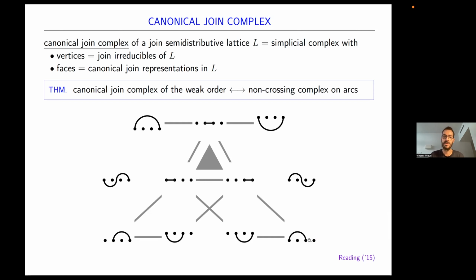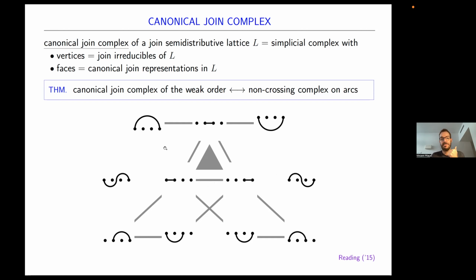And so Reading proves what we discussed before, that the canonical join complex of the weak order is isomorphic to the non-crossing complex on arcs. So non-crossing means non-crossing arc diagram: non-crossing, no two same left endpoints and no two same right endpoints. So I have represented this complex here. You can check that this complex has 24 faces. So it has one face, which is the empty face. It corresponds to the identity.